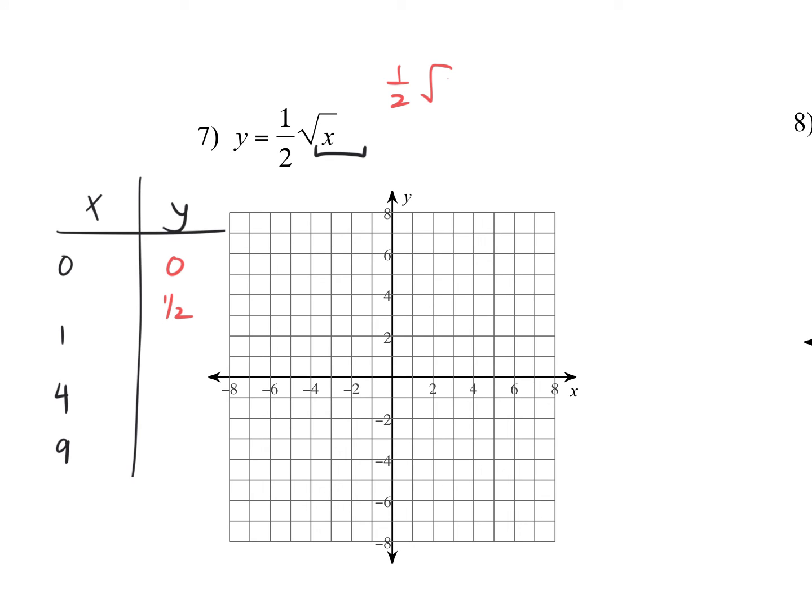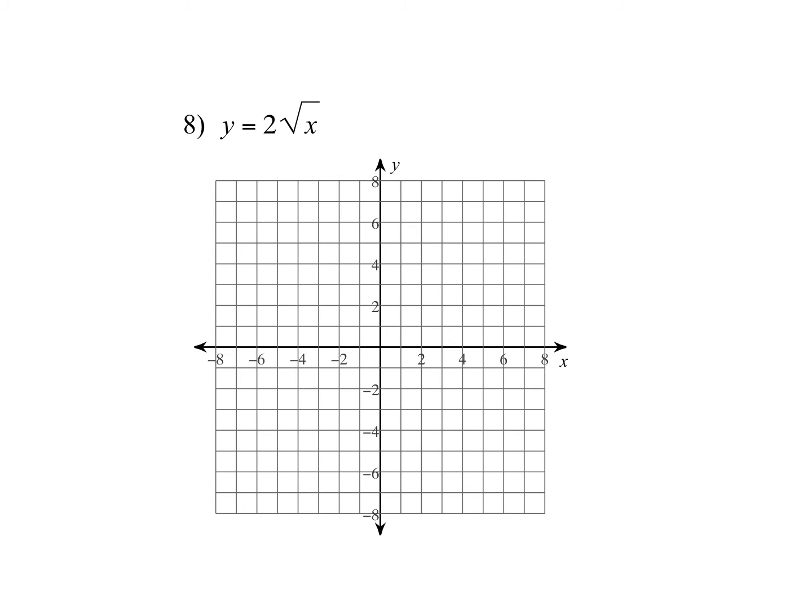If I plug in 4, the square root of 4 is 2, and 2 times 1/2 is 1. And if I plug in 9, the square root of 9 is 3, and 3 times 1/2 is 3/2. Okay, so when I plot these points, I get (0, 0), (1, 1/2), (4, 1), and (9, 3/2). Then go ahead and connect your square root graph with an arrow on one side.